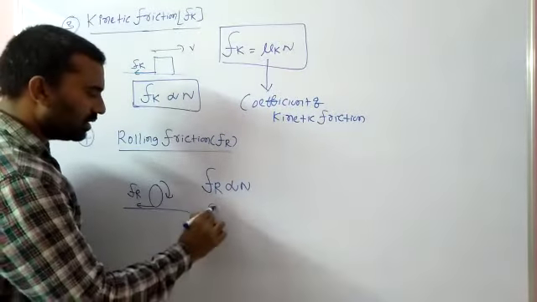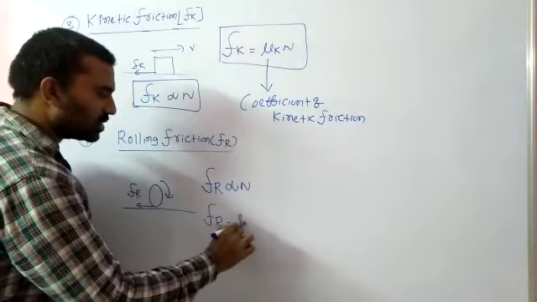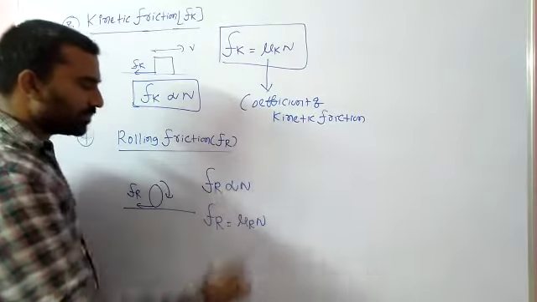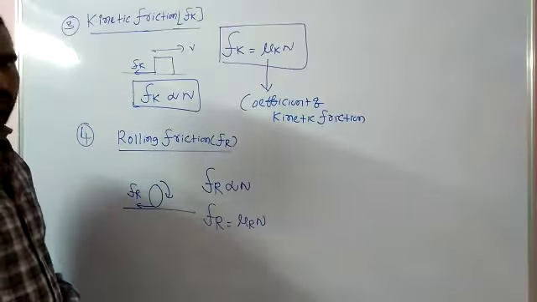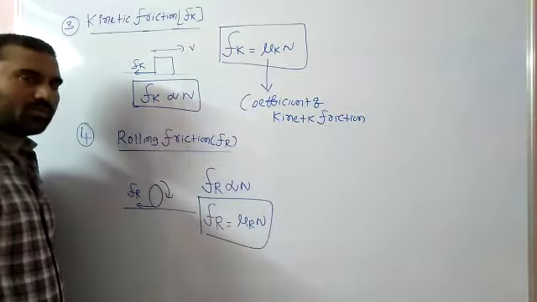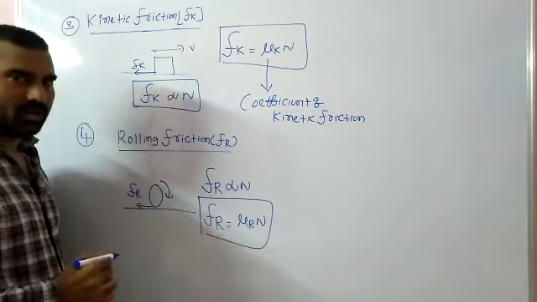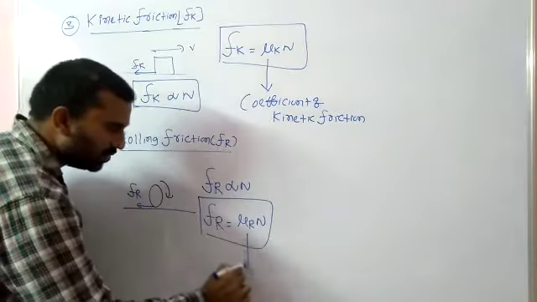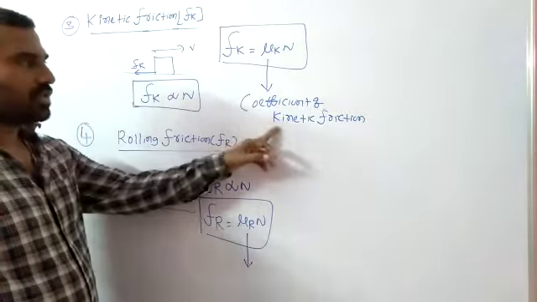Now here, rolling friction is equal to a constant mu r into N. That mu r is called the coefficient of rolling friction. The rolling frictional force is equal to mu r into N.